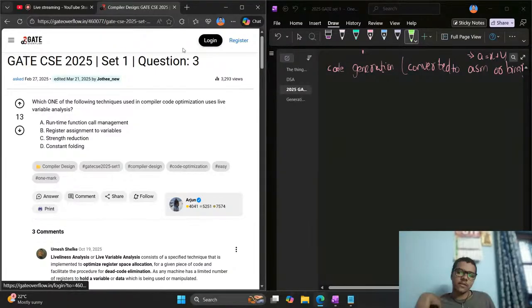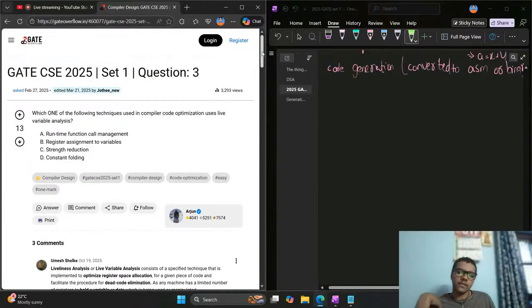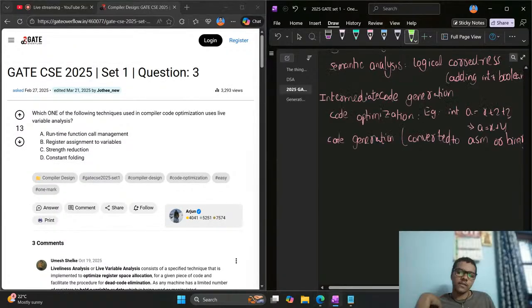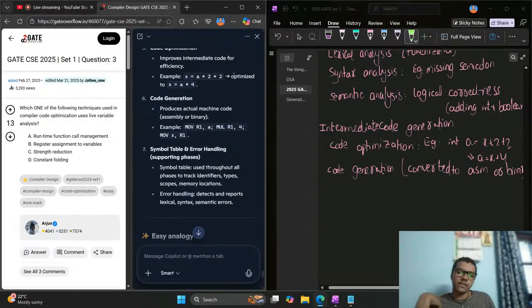Which one of the following techniques used in compiler code optimization is live variable analysis? This is a main theory question. Code optimization, we saw that. Well, that's the 5th step, yes. Okay, we are supposed to know.